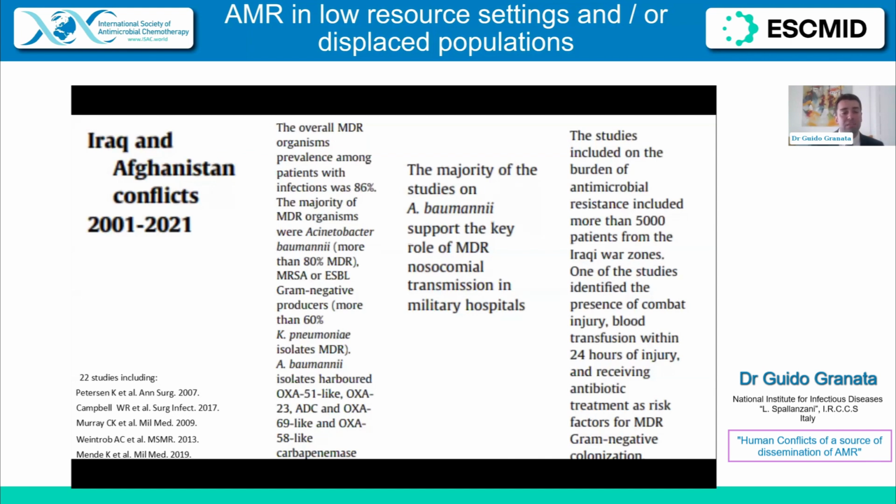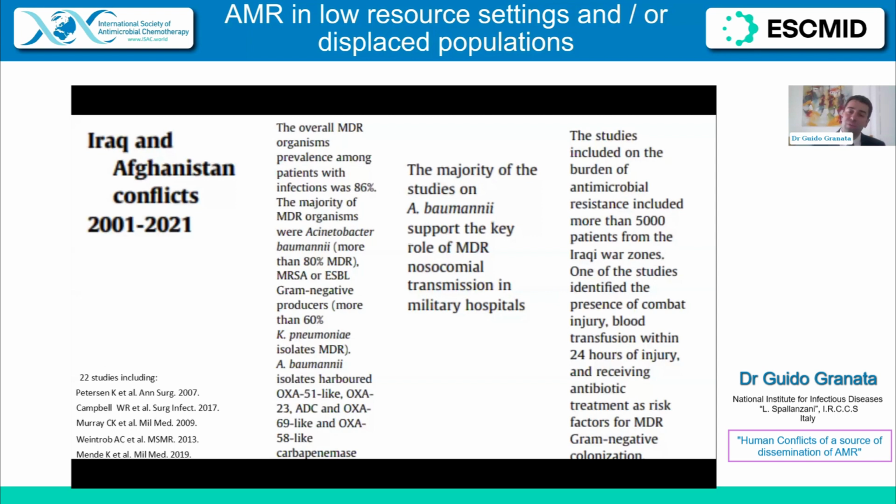Then we had several data coming from the Iraqi conflicts and also the Afghanistan conflicts. From these two different conflicts, these wars, we have more than 22 studies, and the studies alarmingly reported an overall multi-drug resistance rate up to 80%. Again, Acinetobacter baumannii was one of the main key players of multi-drug resistance during the war, but we also have Klebsiella pneumoniae. Again, the presence of carbapenemase genes, including OXA-41 and OXA-23 and other oxacillinases, was described. And for the first time, the studies confirmed the key role of nosocomial transmission in military hospitals as the major cause of transmission of antimicrobial resistance during the conflicts.